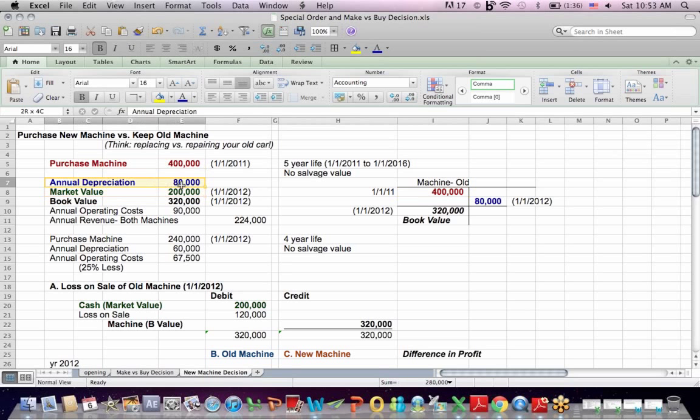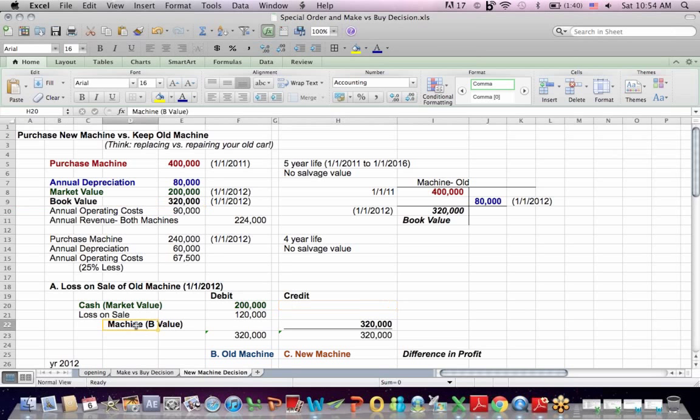We have annual depreciation, which is going to reduce the cost of that old machine. We've got a market value and a book value. We have annual operating costs. So what we set up in the T account is, well, what happens to the old machine when we take it off the books? Well, we had an original cost of $400,000 in Brown. We're taking off depreciation, one year's worth. So our cost less some depreciation gives us a book value of $320,000, which is over here.